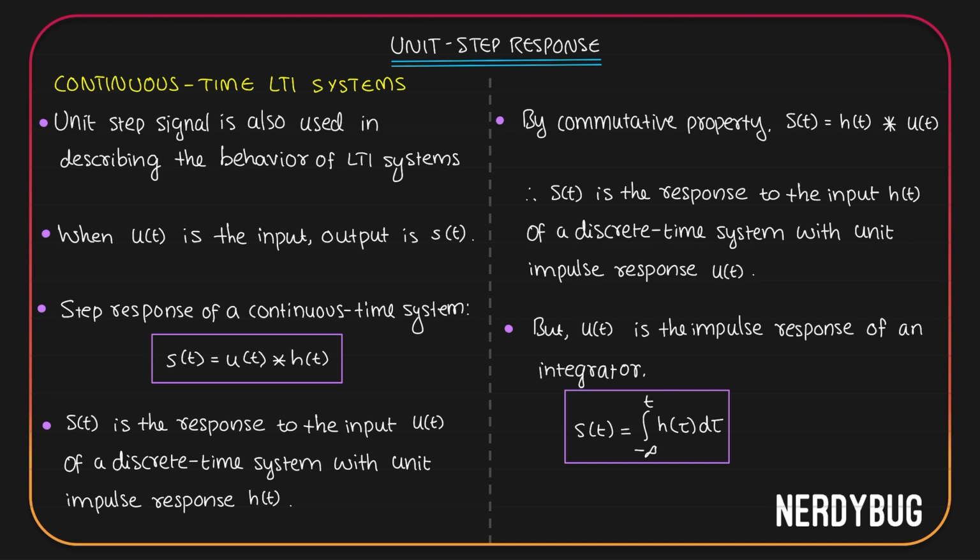What if you want the impulse response from the step response? That's also easy. We can take the inverse of this system. h of t will be d by dt of s of t, or we can call it s dash of t. Integrating impulse response will give you step response, and differentiating step response will give you impulse response.